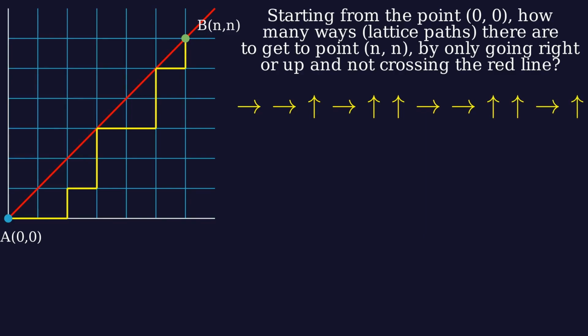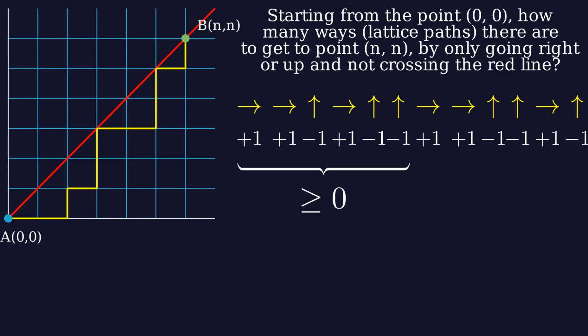Let's consider that going right is plus 1 and going up is minus 1. To always be below the red line, the partial sum of plus 1s and minus 1s must always be greater or equal 0.